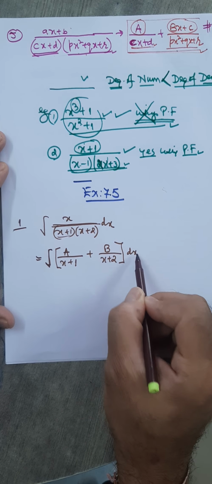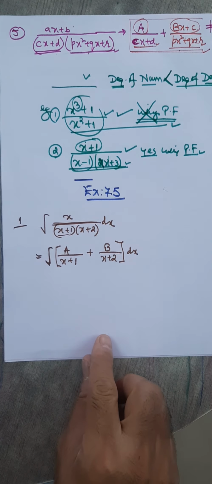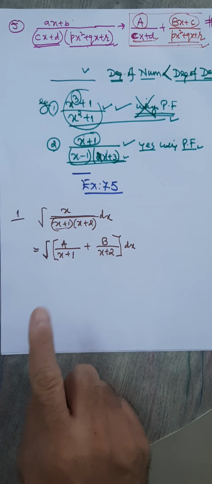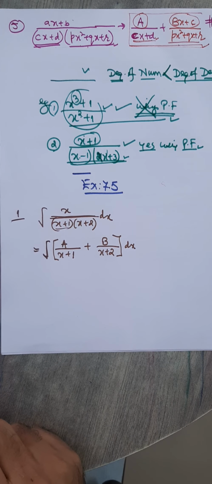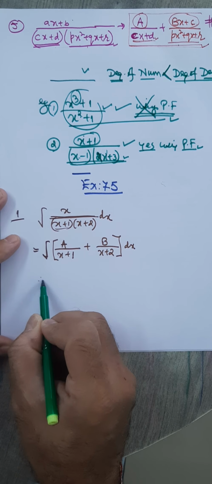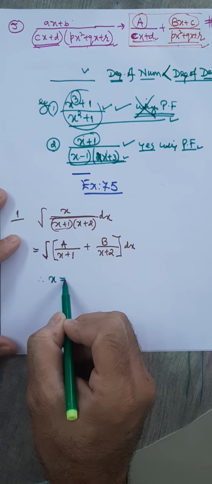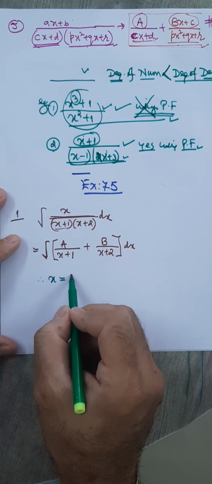Okay. Now our main task is to find the values of a and b, remember, in such a way that if you simplify these, you will get the above expression. So what we do, we compare the numerators here. What is the numerator here? x. What is the numerator here? Take the cross multiplication.